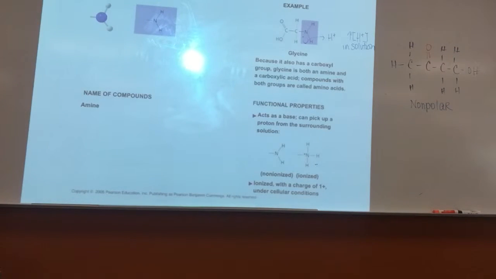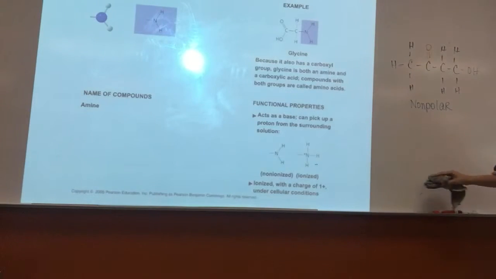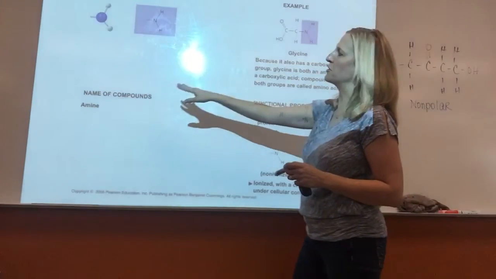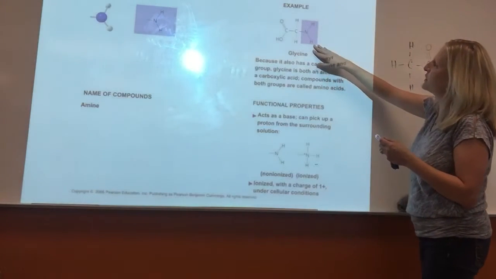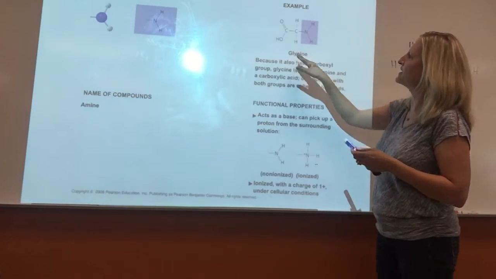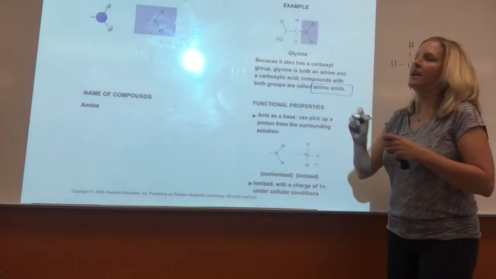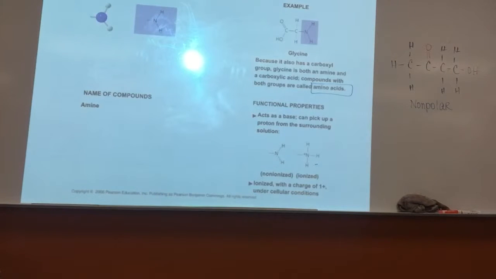Now let's look at a base one. The amino group is the group that gives basic qualities to the molecule it's attached to. So this is NH2, and they're called amines. And here's what the amine group looks like. The example here that they gave is glycine. Glycine is what's called an amino acid.